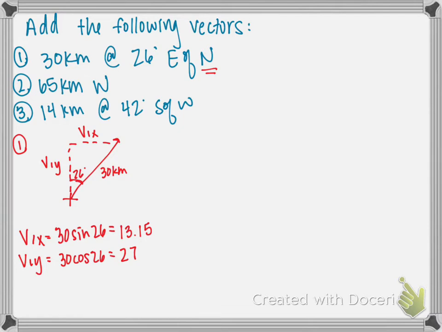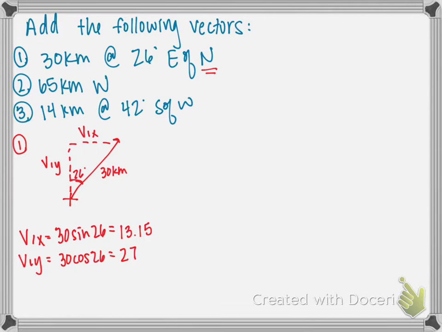Okay, what's the thing I need to kind of check for after I get to that point? I need to see, do any of my components need to be negative, right? And in this case, what do you think? Do either of those components need to be negative? No. All right, so let's move on to V2.